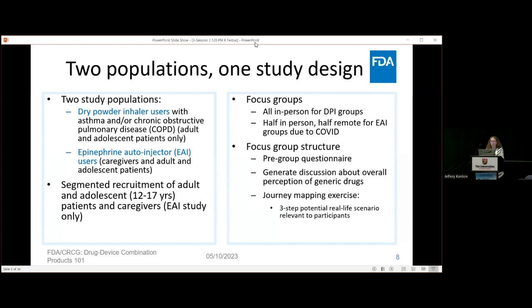All of the groups included a pre-group questionnaire that was a follow-on to the screening process. Then in the focus groups, discussion was initially generated just about participants' overall perceptions of generic drugs. What did using a generic drug mean to them? That was followed by the journey mapping exercise, which was basically a 3-step mental journey through a situation they might really be in. So let's talk about what that is.